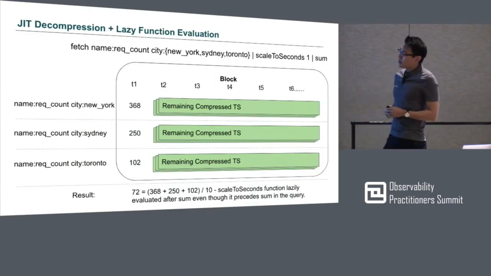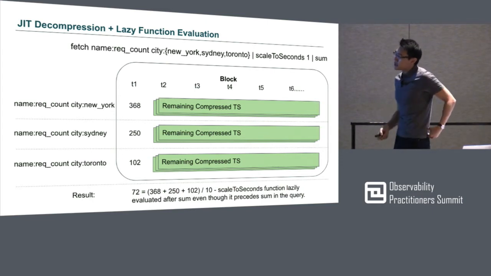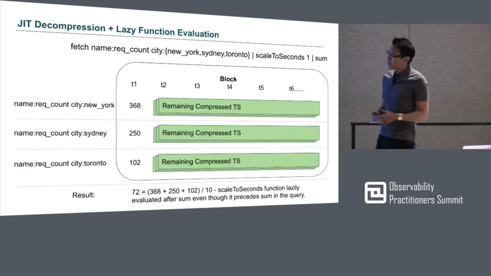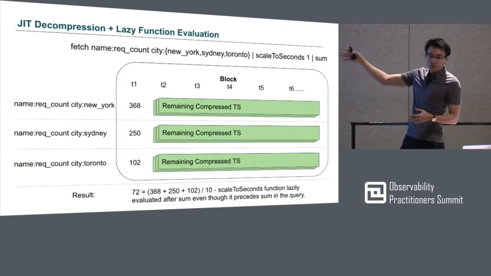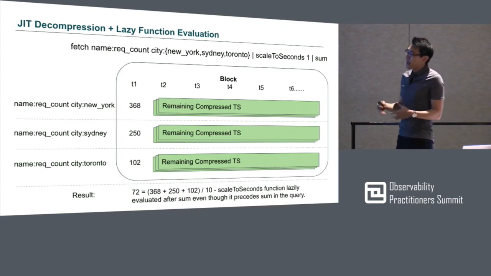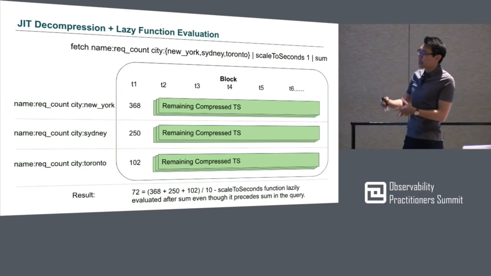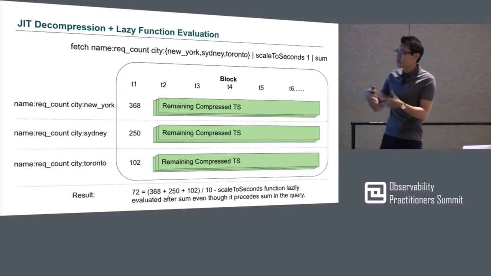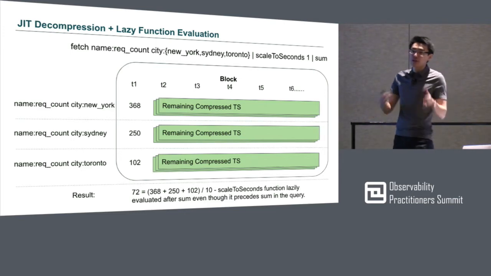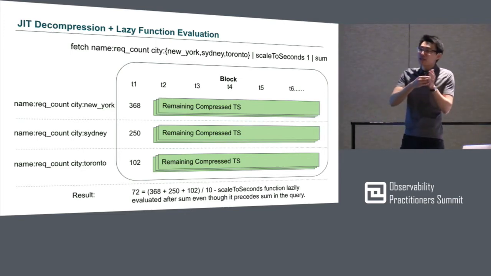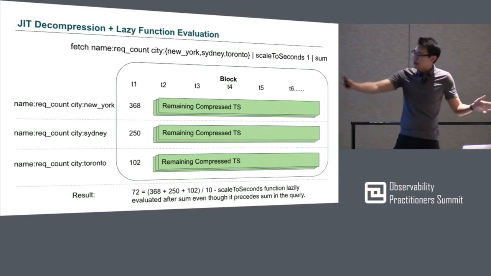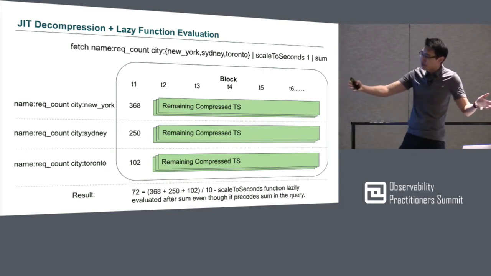So the next thing we do is just-in-time decompression and lazy function evaluation. I'll talk about the just-in-time decompression first. As I mentioned earlier, all the blocks are compressed. We only decompress the values as we need the next value to figure out our functions. If you don't decompress the whole thing, you don't need to allocate all of the memory for all of your time series. You, of course, still need to allocate all of the memory for your result series, but that's not as much, right?